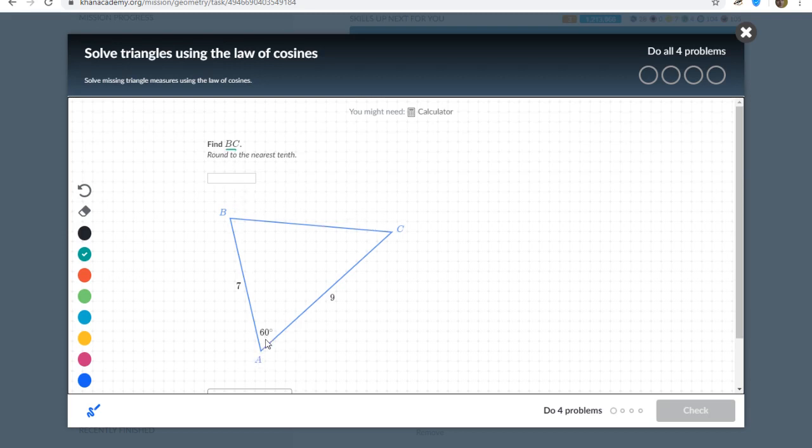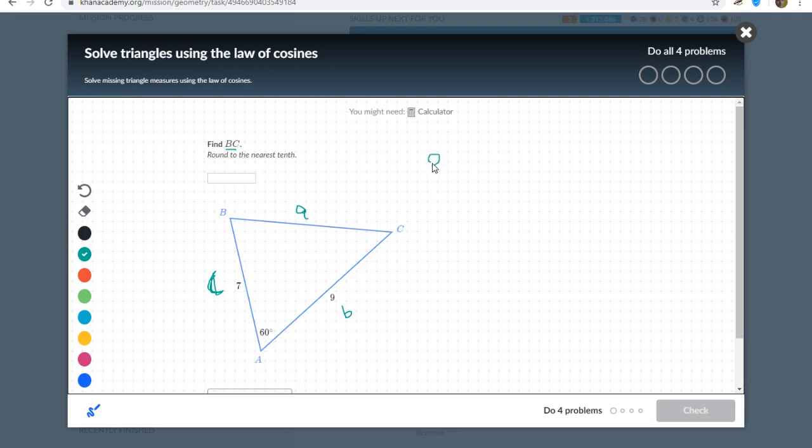Across from big A is going to be called little a. Across from B is going to be called little b. And across from big C is going to be called little c. I almost threw B again. Alright, so we're wanting to find little a.